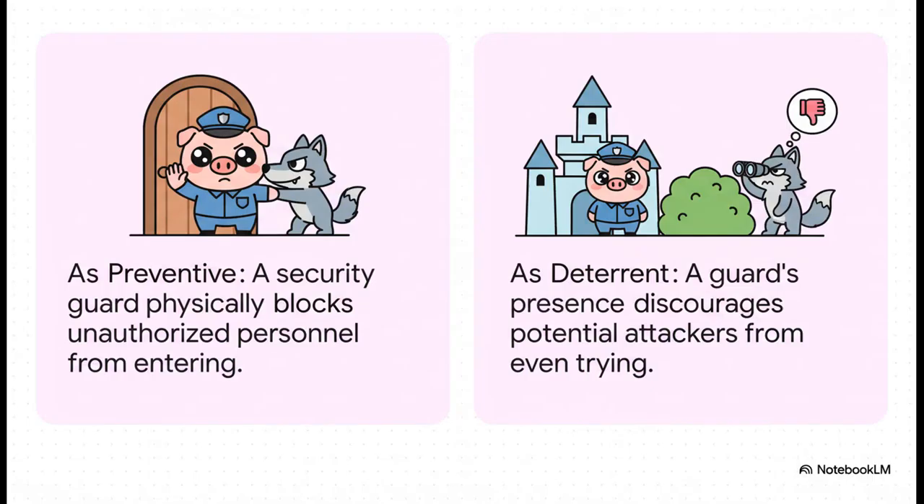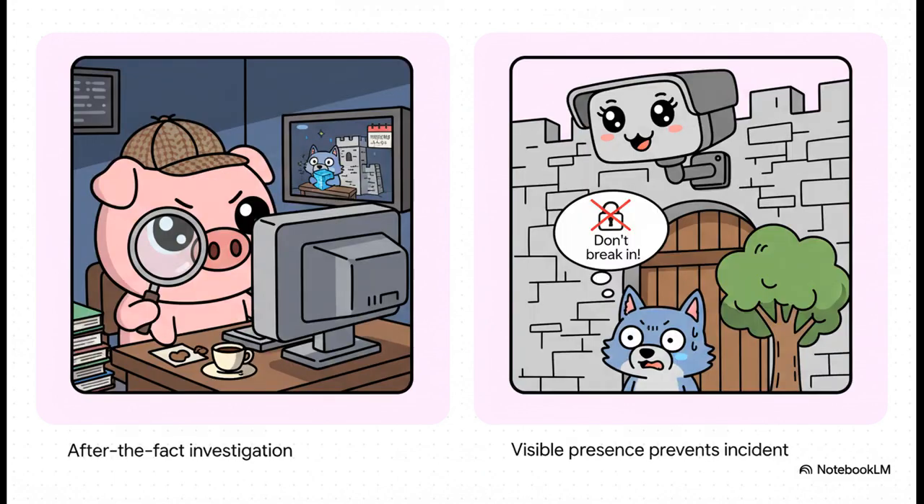Okay, class, let's talk about something that trips a lot of people up on the exam. So listen closely. A single control can actually fit into multiple categories. It all depends on its goal in a specific situation. Take a security guard. Their primary goal might be to physically block someone from entering. That makes them a preventive control. But just by being visible, they also serve the goal of discouraging someone from even trying, and that makes them a deterrent control.